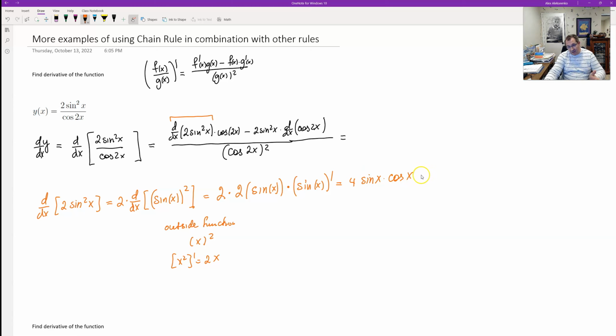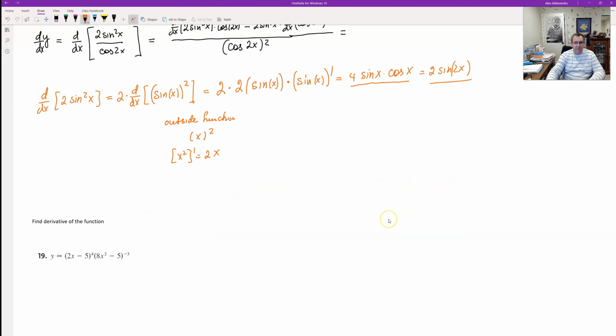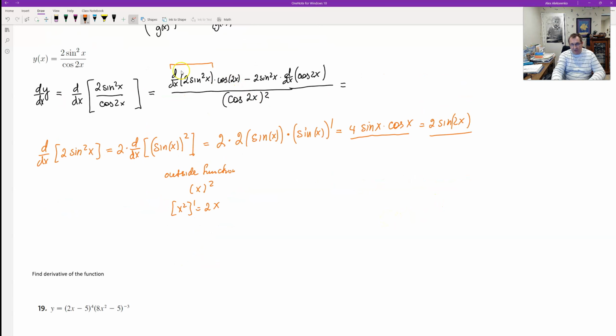Well, interestingly enough, using the double angle formulas, we can wrap that function as 2 sine 2x. I'm not sure it's going to be useful in any way, but we can put it that way. So either expression, this one or that one, will be accepted for full credit. Okay, so we took care of that first term. Let's take care of the second term.